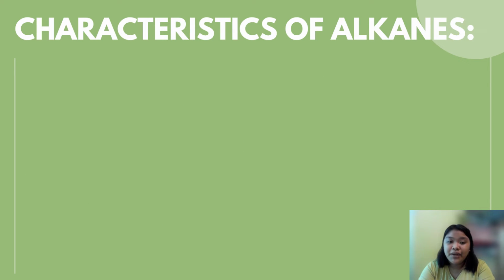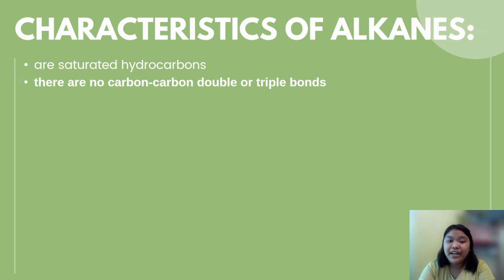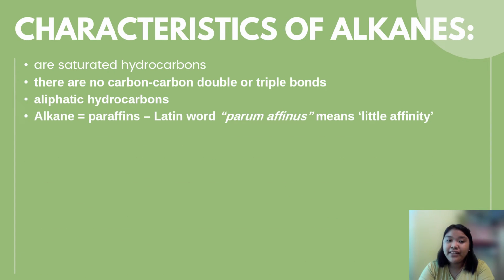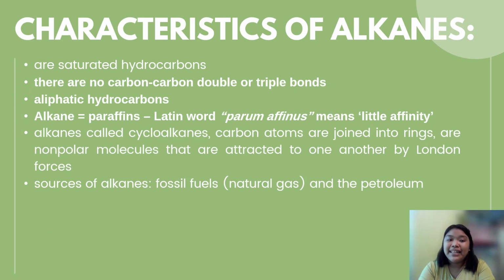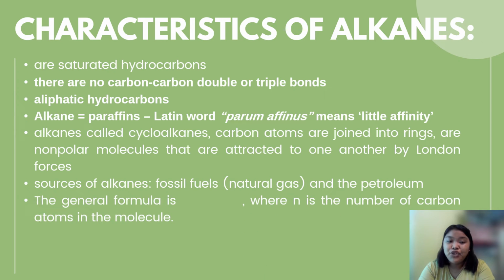Next, let's discuss the characteristics of alkanes. Alkanes are the family of saturated hydrocarbons, that is, molecules containing carbon and hydrogen connected by single bonds only. Alkane is an aliphatic hydrocarbon which does not contain benzene. Alkanes are sometimes referred to as paraffins, a word derived from the Latin parum affinus, meaning little or slight affinity. The major sources of alkanes are the world's natural gas and petroleum deposits.